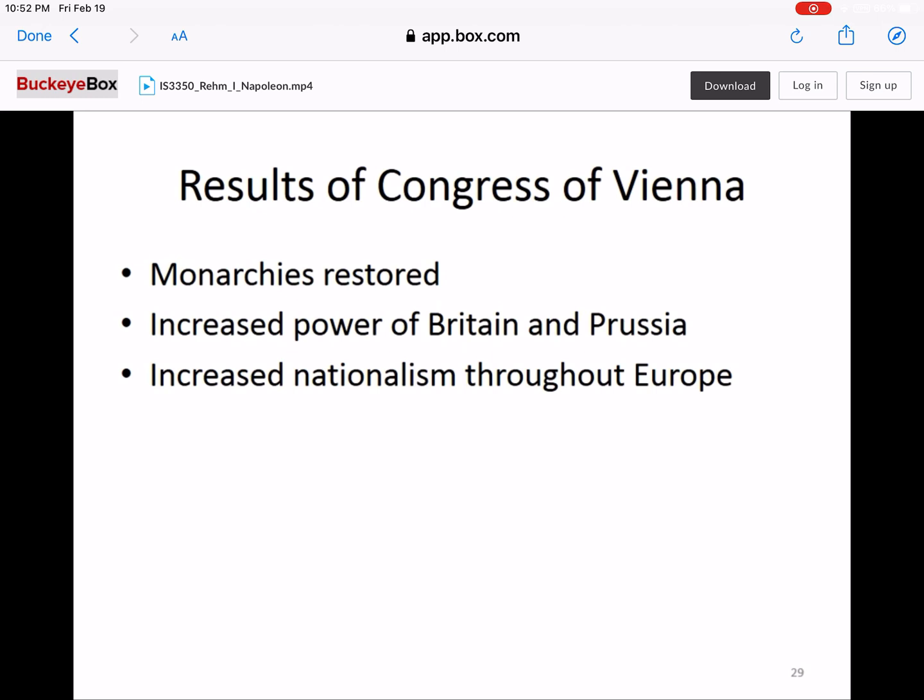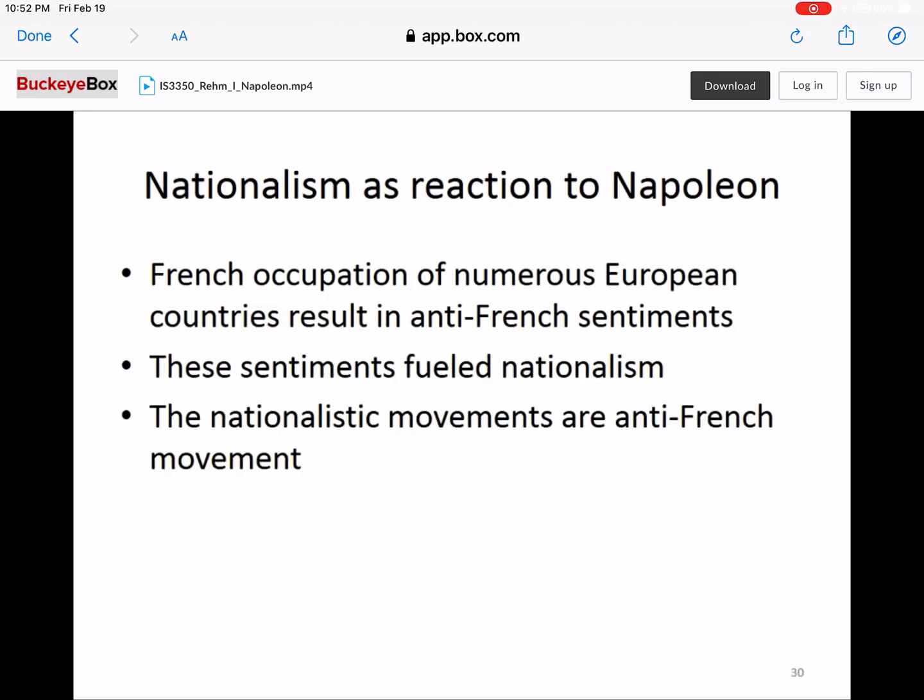So the result of the Congress of Vienna is essentially a reaction, conservative reactions. Monarchies are restored. We see an increase in power of Britain and Prussia, and we see an increase in nationalism throughout Europe. In many ways, nationalism is a reaction to Napoleon and the occupation of European territory by French troops. So what we see is that the countries that were occupied develop anti-French sentiments. These sentiments fuel nationalism, the idea of self-determination, and things like that. And therefore you can understand the nationalistic movements that are now emerging and becoming really strong and powerful in the 19th and early 20th century really start off as anti-French movements.